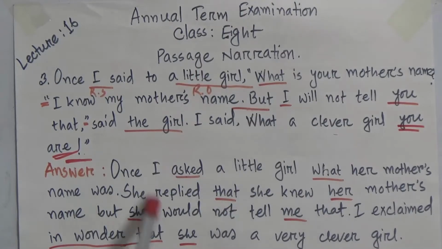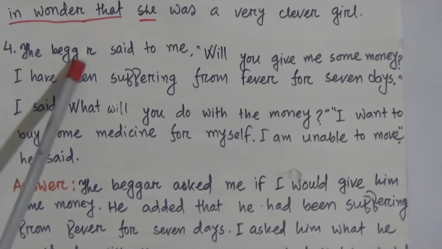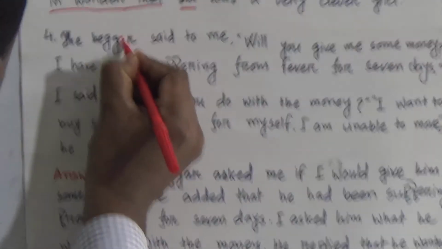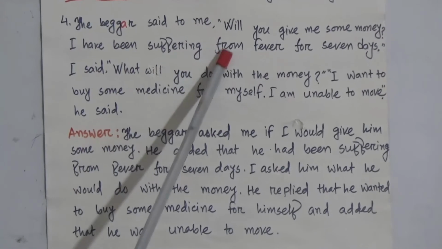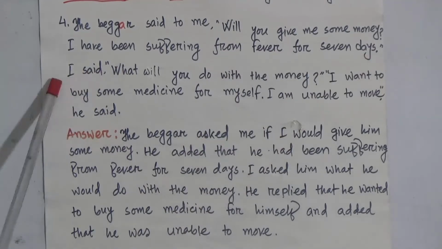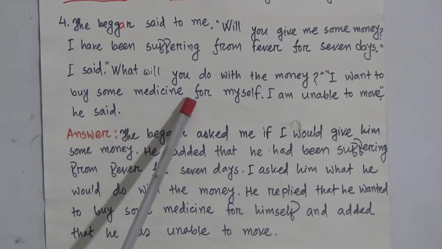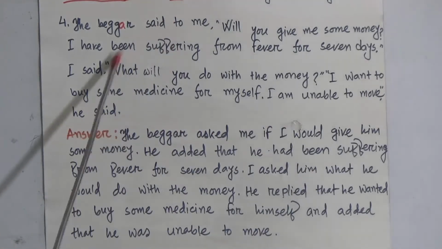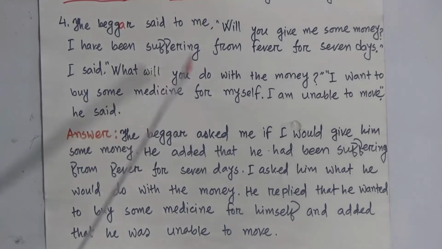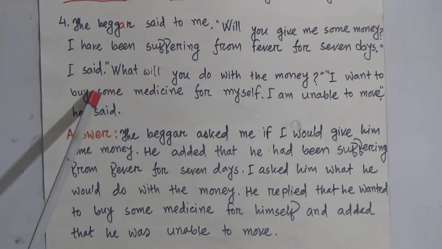So this is all about number 3's answer, and now number 4. First of all, we will go through the passage. The beggar said to me, will you give me some money? I have been suffering from fever for 7 days. I said, what will you do with the money? I want to buy some medicine for myself. I am unable to move, he said. Dear students, by reading this, we can also evaluate how many speakers and how many listeners there are. Only two. One is the speaker and one is the listener.